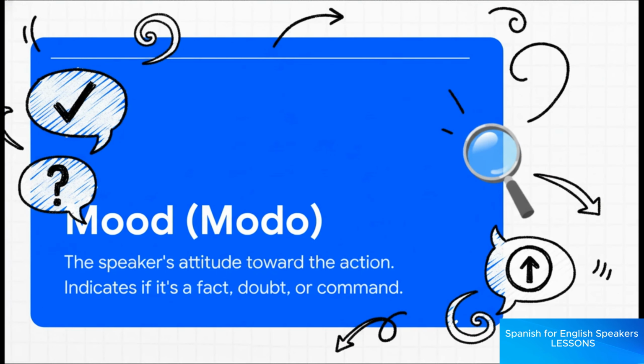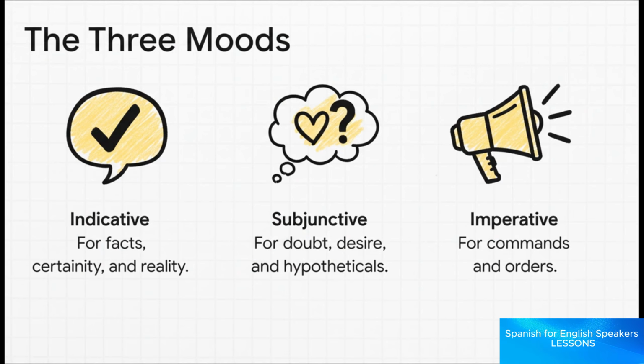Now, mood sounds kind of academic, but trust me, it's way simpler than it sounds. It's all about your intention as the speaker, your attitude. Are you just stating a fact? Are you expressing a wish or some kind of doubt? Or are you telling someone what to do? That simple choice is what tells you which group of tenses to use. And the best part? In Spanish, there are only 3 moods to worry about.